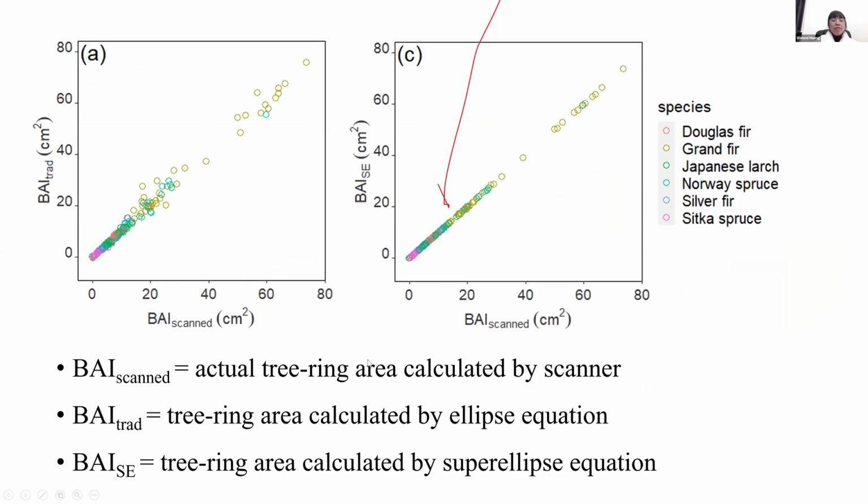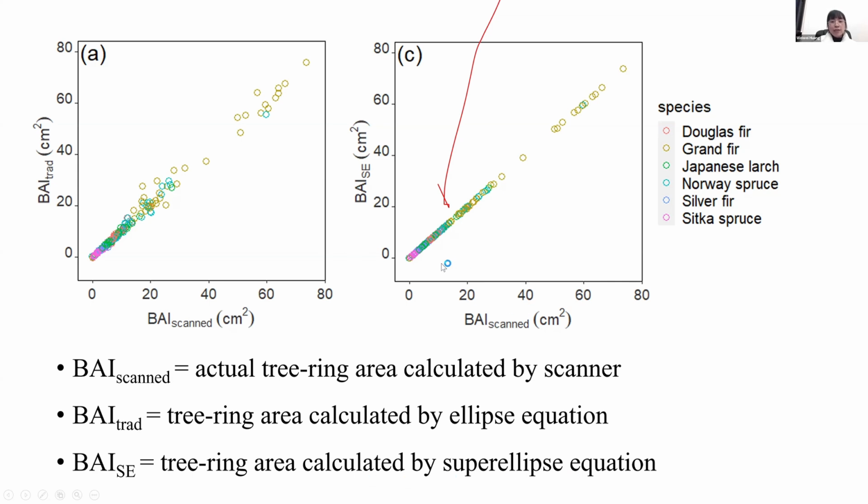And then we tried to calculate the basal area increment. For the two pictures here, the x-axis shows the actual basal area increment, calculated by the scanner. So it's the observed basal area increment. And the y-axis, for picture 1, we used the ellipse equation to calculate the basal area increment. And for picture 2, this is the basal area increment calculated by the superellipse equation.